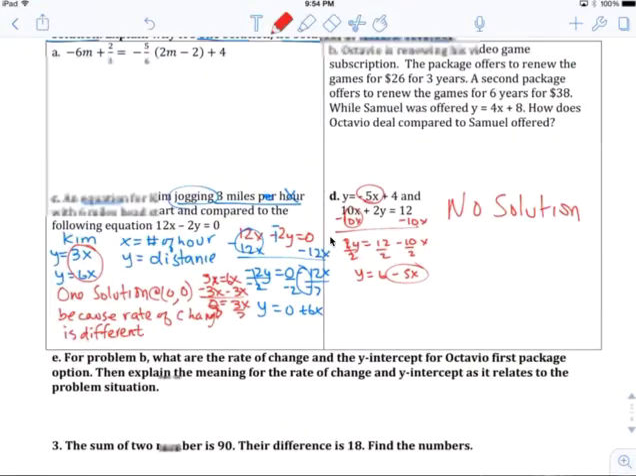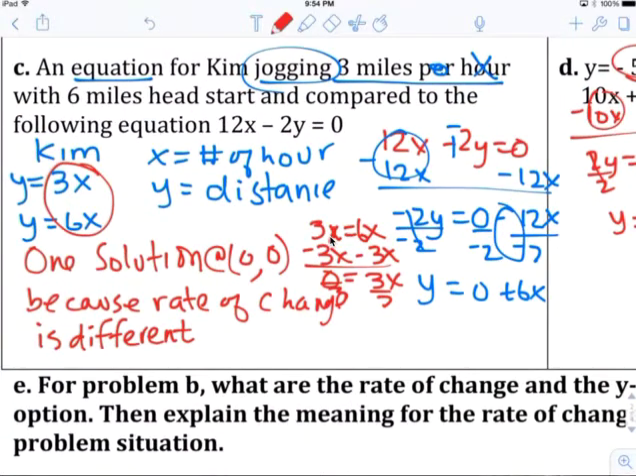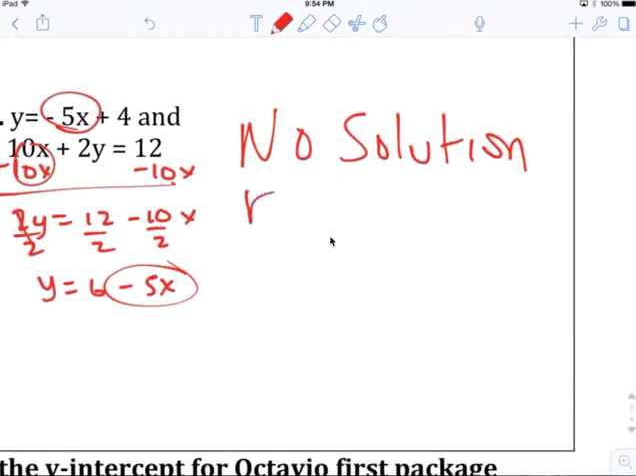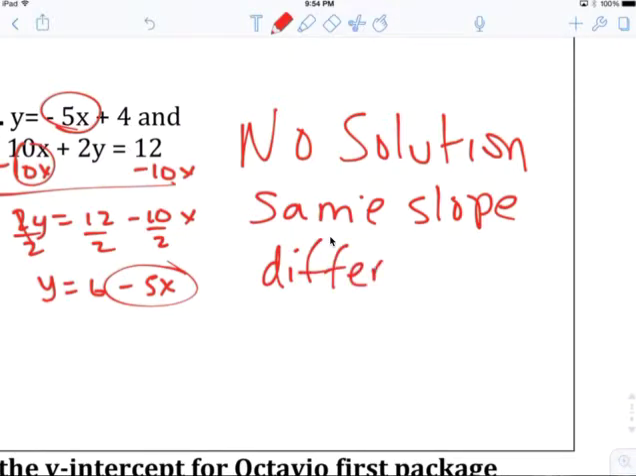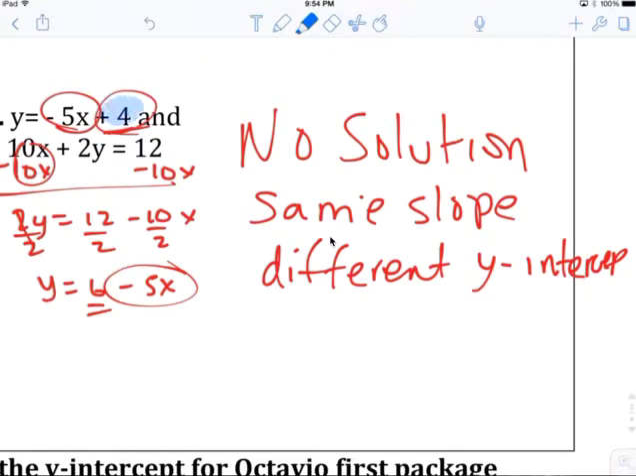Oh, did I explain that? One solution because rate of change is different. Okay, I did. No solution: rate of change is the same, or let's use slope, same slope, different y-intercept. See, the y-intercept is 6 and 4. Different y-intercept, okay? Lines are parallel.